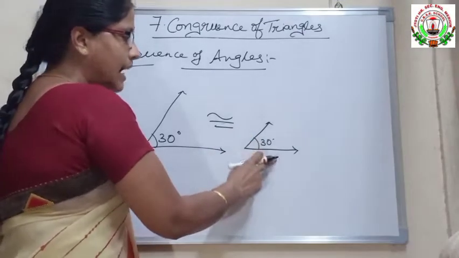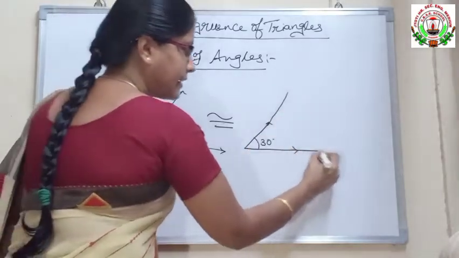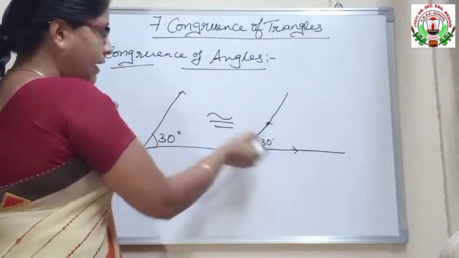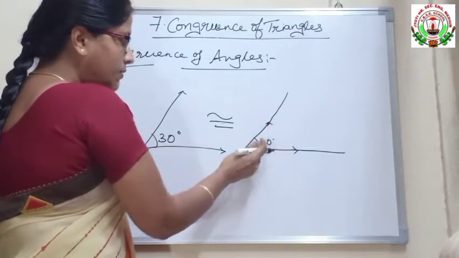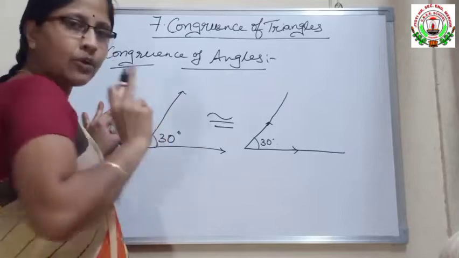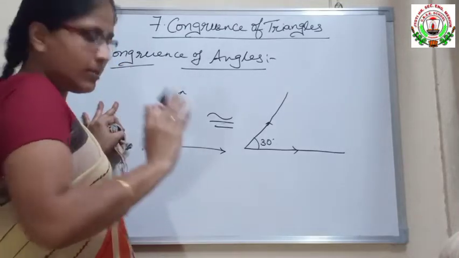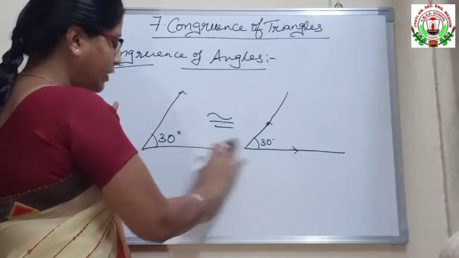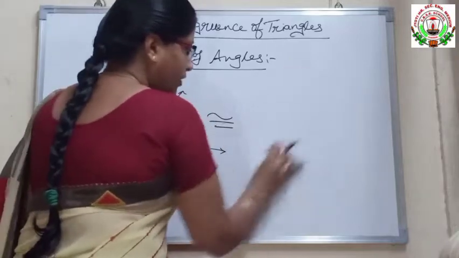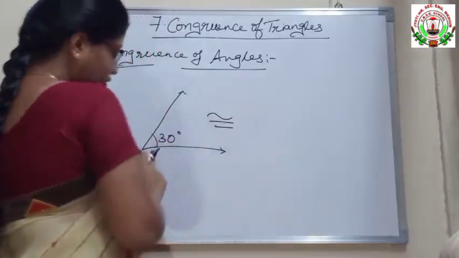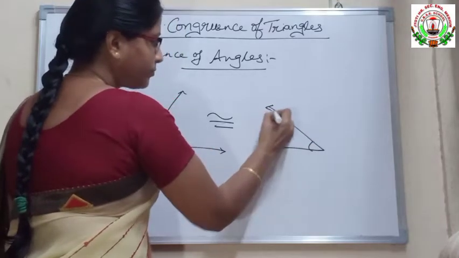Instead of worrying whether the arms are short or long, I can extend this arm, and I can extend this arm also, so my figure comes to the same position. So instead of seeing the arms, when two angles are the same, we can say those two angles are congruent to each other. There is no need for the angle to be in the same position as the first one. It can be like this also.